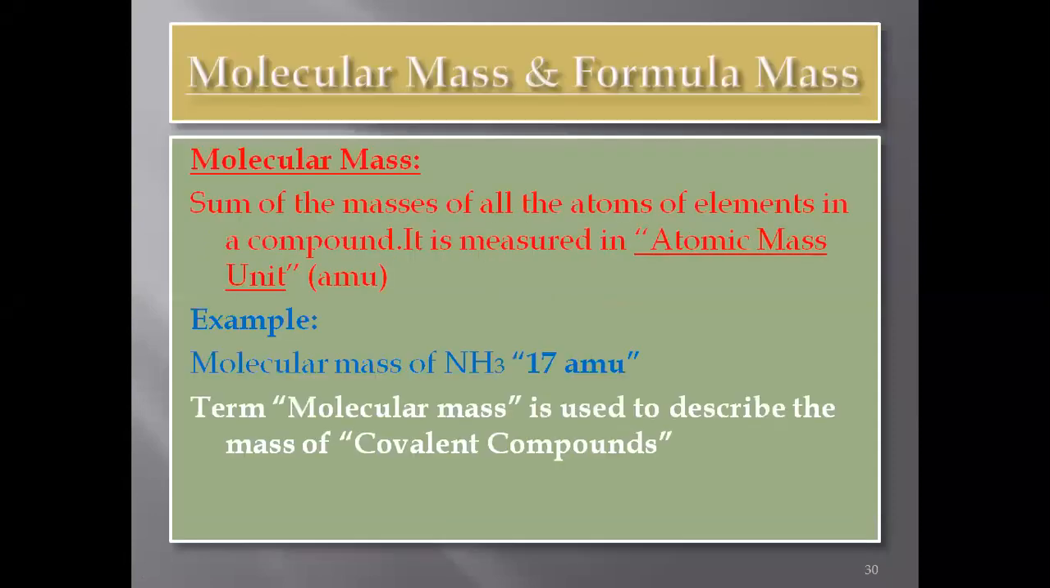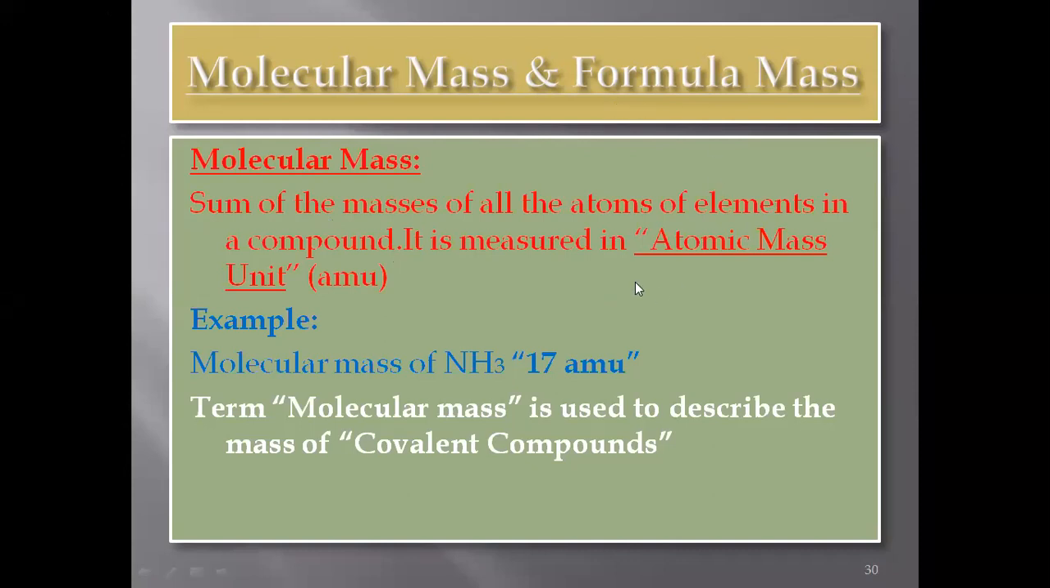Moving towards the topic, molecular mass and formula mass. First of all, we have to define what molecular mass actually is. Molecular mass is the sum of the masses of all the atoms of elements in a compound. It means molecular mass is the mass of a molecule. As we know, a molecule is made up of a number of atoms. So when we want to calculate the mass of a molecule, we have to add up the masses of all the atoms of elements which are present in that compound or molecule.